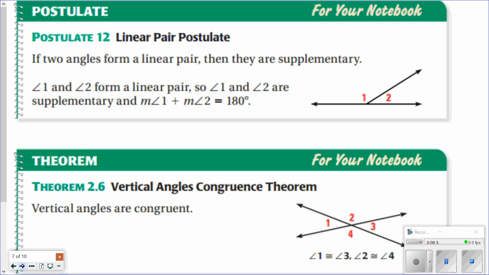Linear pair postulate. If two angles form a linear pair, then they are supplementary. Vertical angles congruence theorem. Vertical angles are congruent. So these are two other postulates and theorems that you should write down in your notes, and you can now use them for your proofs.